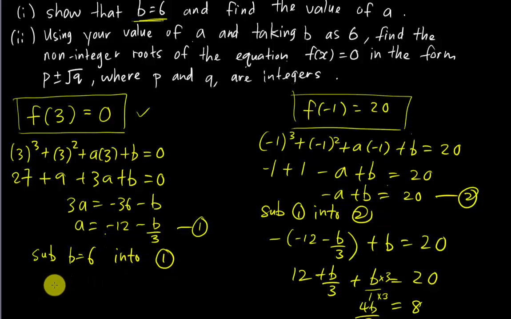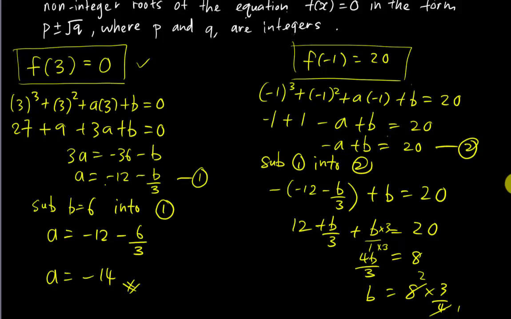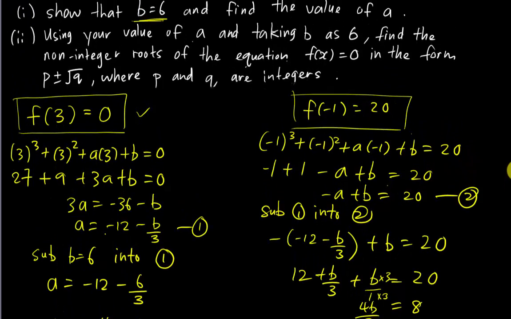So a will equal negative 12 minus b, which is 6, over 3. Then I simplify this one. I can get my a: this is negative 2, so it will be negative 14. Alright, then I already solved the first part. My a is negative 14 and my b is 6.